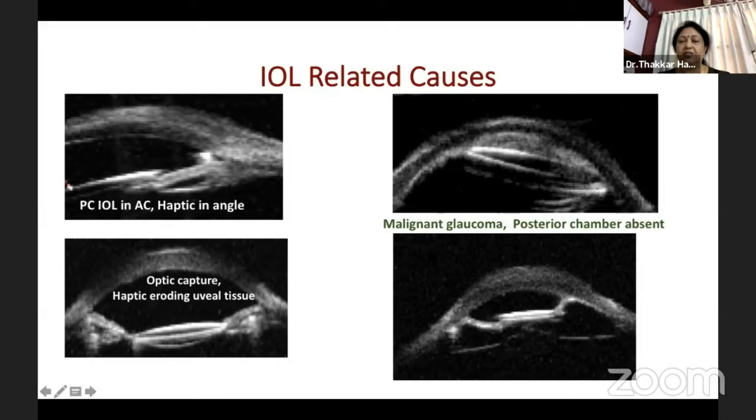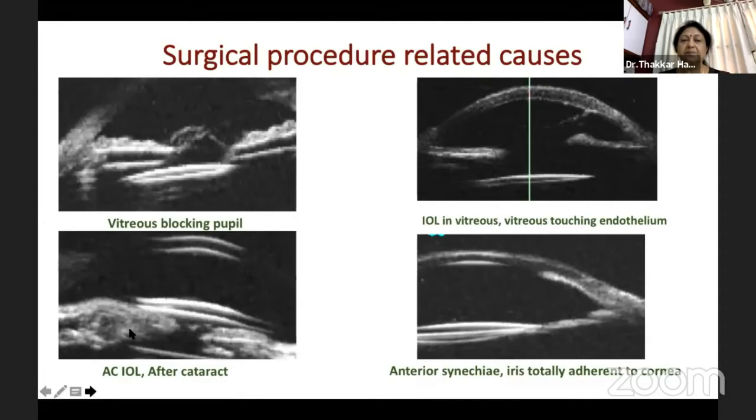Malignant glaucoma, as described by my previous speaker very nicely, has no posterior chamber, which is the most important diagnostic feature. During surgery, if there is posterior capsule rupture or zonular dehiscence, then vitreous will prolapse into the AC. If it is fully covering the pupil, there is pupillary block, or it might be touching the endothelium and the lens is floating in the vitreous, then we can know the cause. In some cases, there is excessive lens matter, which results in Soemmerring's rings, and that also at times blocks the pupil and causes a secondary rise of pressure.